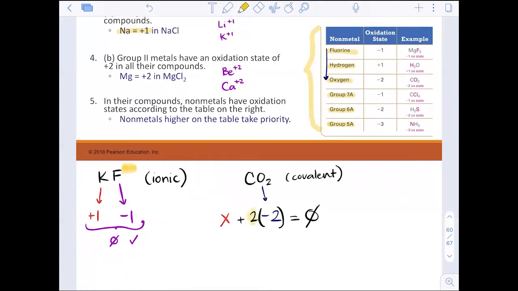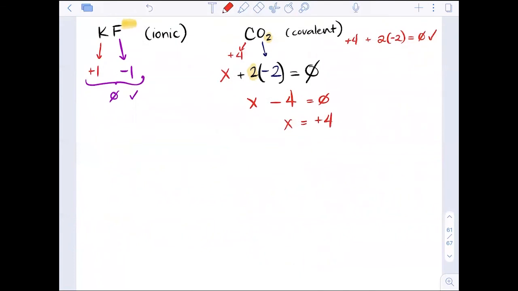Now, this 2 is because there's 2 oxygens. All of the atoms, you need to count them up. Each oxygen in CO2 will have an oxidation state of -2. So X minus 4 equals 0. X is equal to +4. So the oxidation state of carbon in CO2 is +4. The oxidation state of oxygen in CO2 is -2. Double check. +4 plus 2 -2s equals 0. Yep, excellent. We'll practice more with this when we get into class.